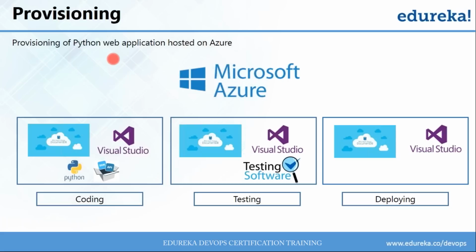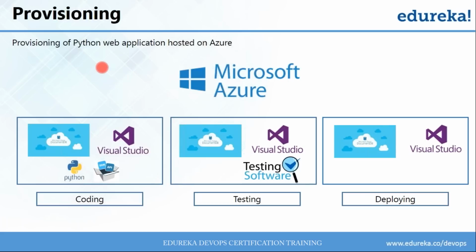Now if I want to provision a Python web application that I'm hosting on Microsoft Azure, and Microsoft Azure is very similar to AWS, it is also a cloud platform on which you can build all your applications. If I'm developing a Python web application, for coding I would need the Microsoft Azure document database, Visual Studio, Python, and some kind of software development kit and different APIs. So you can list out the names of all the software development kits and all the necessary software that you would require in order to develop your web application in an Ansible Playbook.